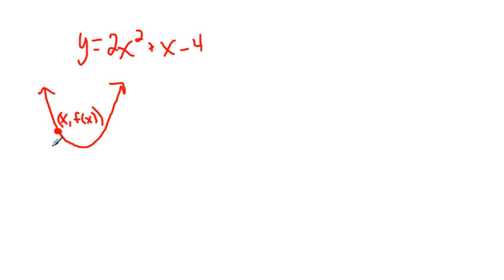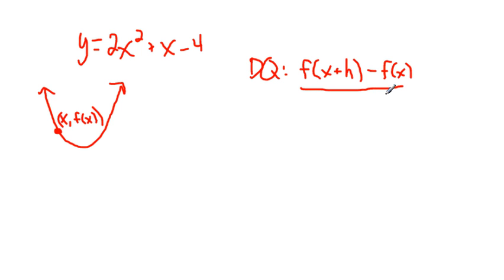So there's our point. And then we're just going to move over h. So our difference quotient, we'll call it dq, not ice cream, is going to be f of x plus h minus f of x all over h. And so f of x is 2x squared plus x minus 4.